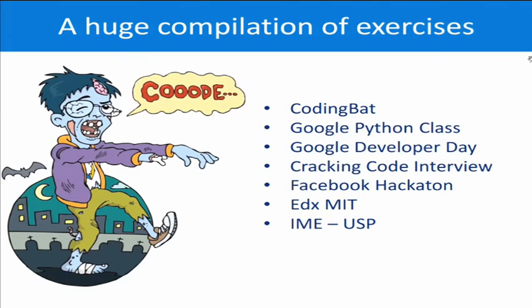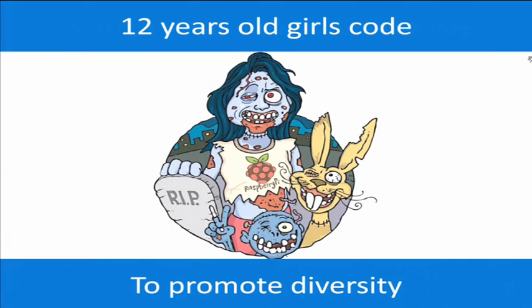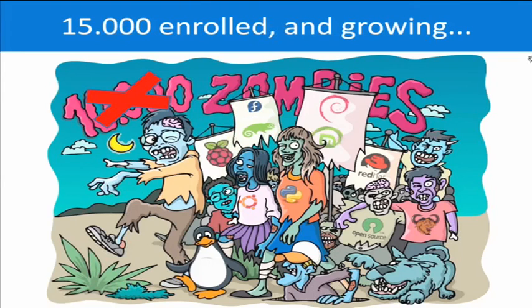There is a rich compilation of exercises: Coding Bat, the Google Python Class, Cracking the Coding Interview, which is a book of interview problems, and selective problems from the Facebook Hackathon. I put some 12-year-old code in the middle of the lessons to promote diversity. It's very important. Actually, we are 50,000.